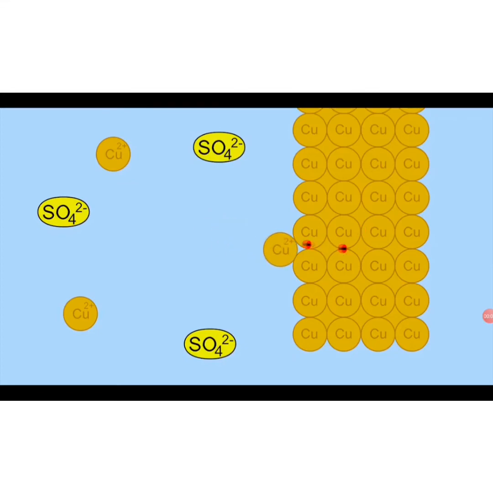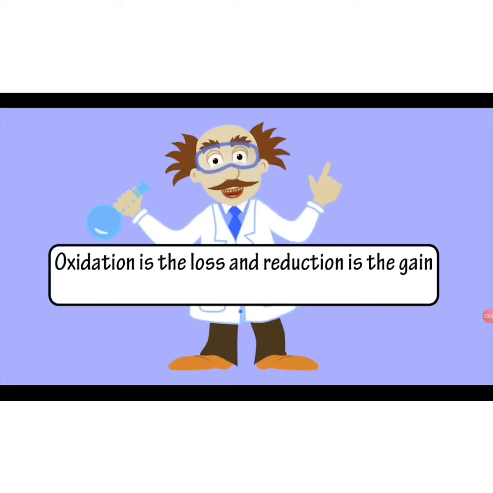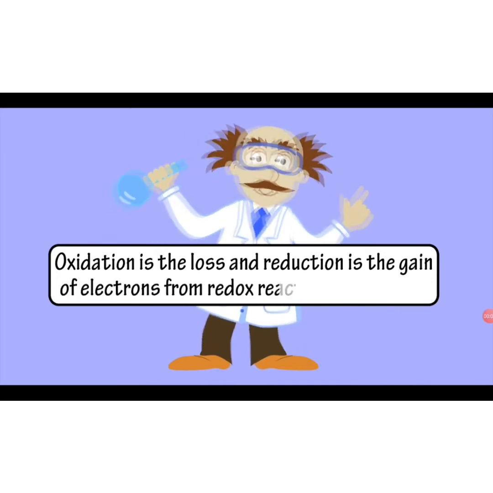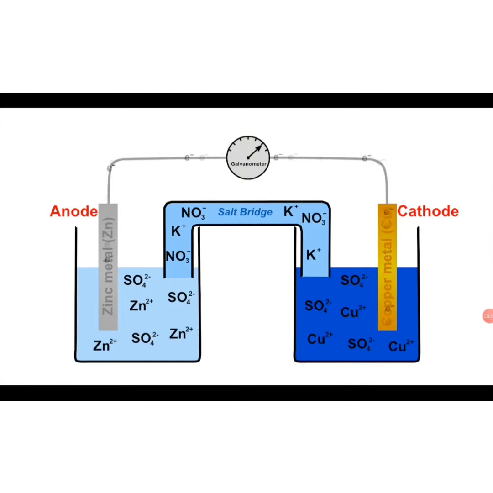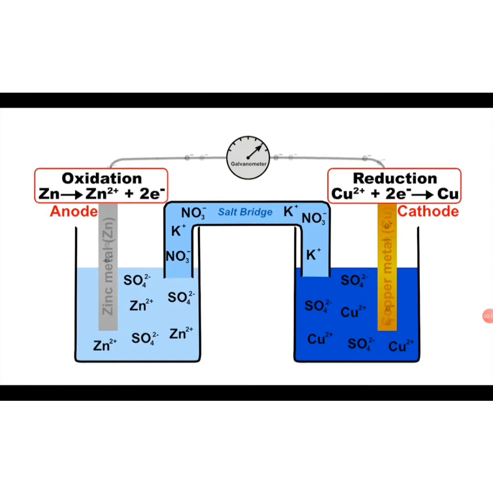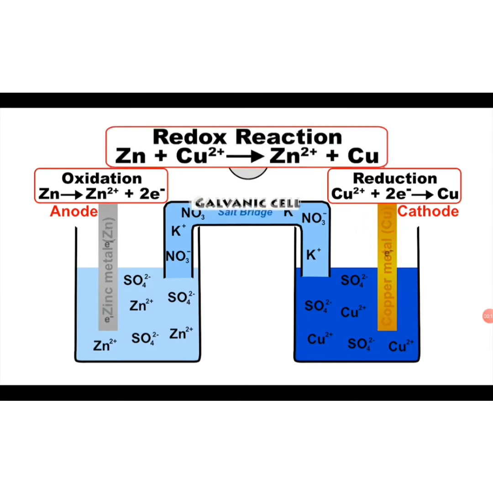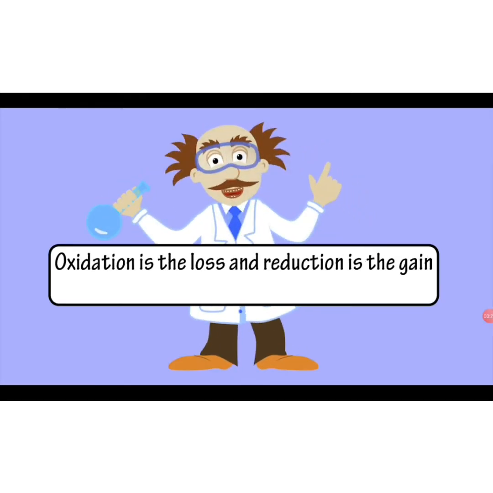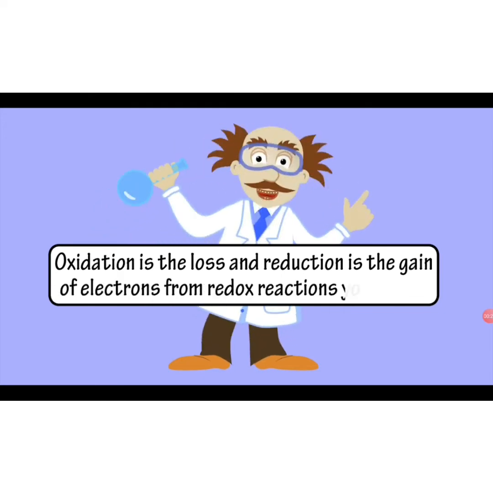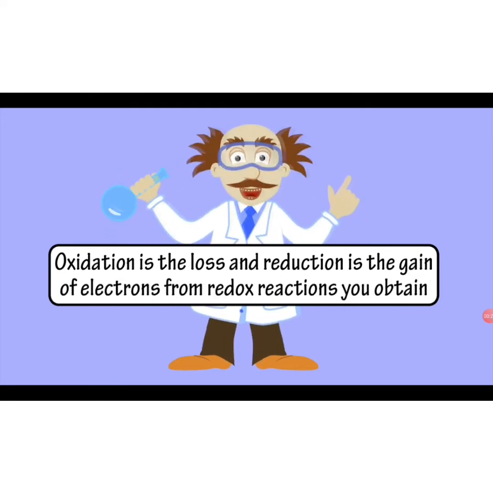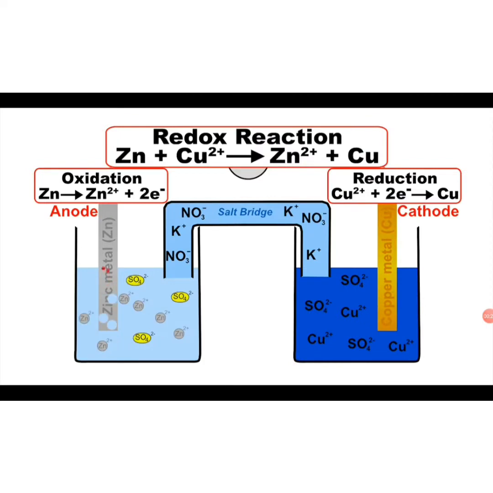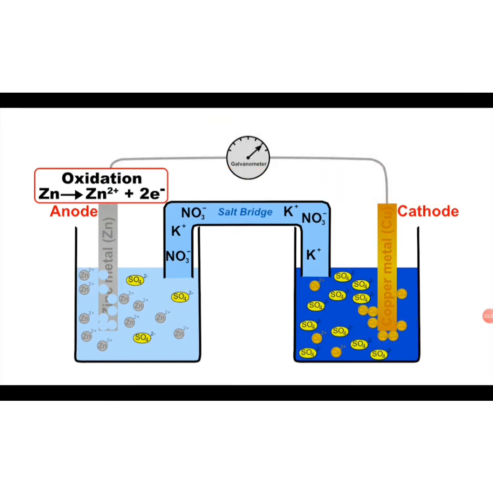Transferred across to something else that is reduced. Oxidation is the loss and reduction is the gain of electrons. From redox reactions, you obtain half reactions that can be written out as well and combined to produce a galvanic cell. Oxidation happens at the anode and you'll find reduction happens at the cathode on the other side.